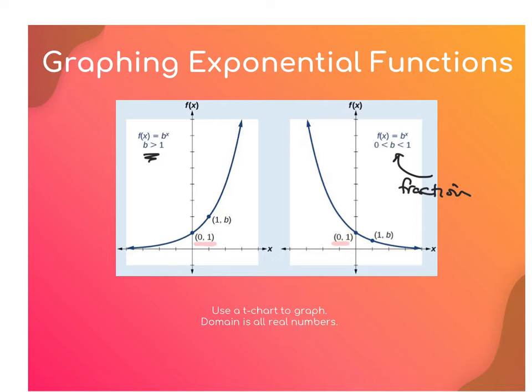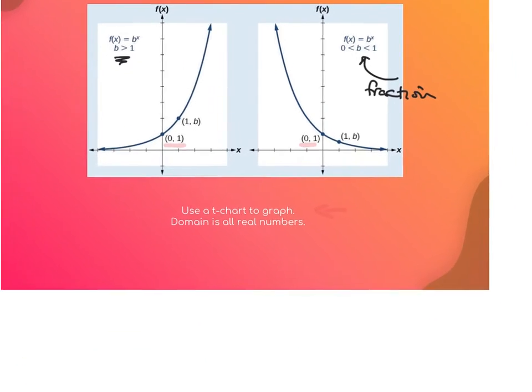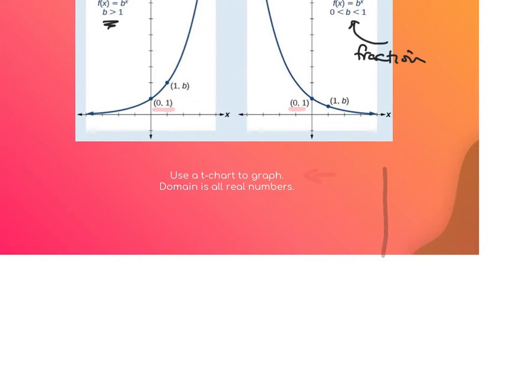Now, it says here to use a t-chart. What I mean by a t-chart is we're just going to make the letter t. I'm going to pick values of x, and I'm going to substitute them in to get my y value, or what the function equals. So like, let's say it was 2 to the x power. I'm going to pick values of x, plug them in, and then solve 2 to the first power, or 2 to the 0 power, and so on.